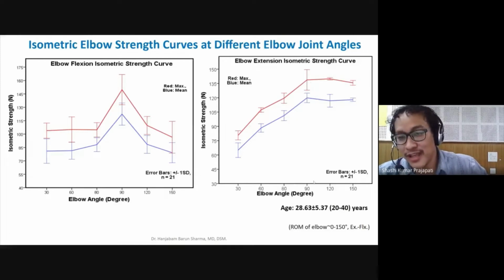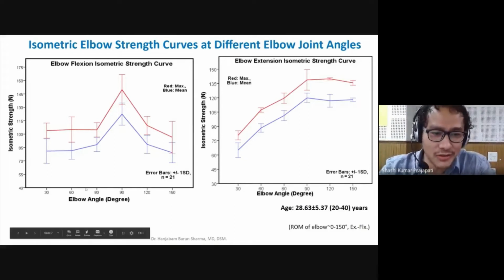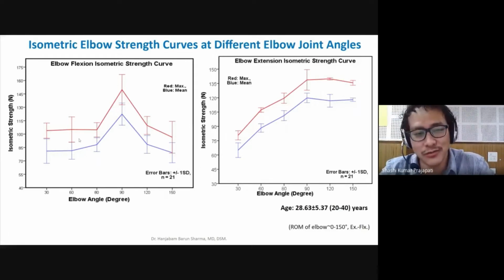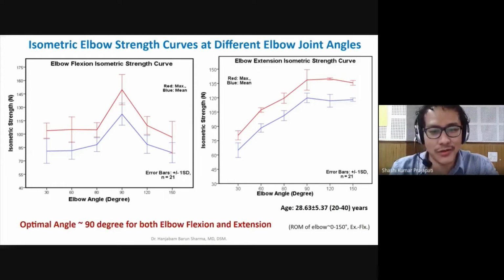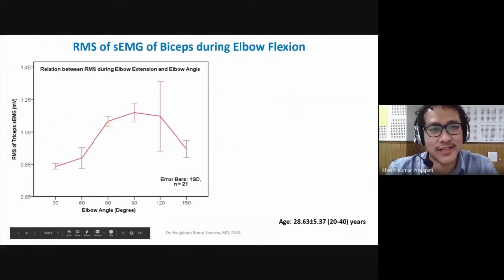The optimum angle is approximately around 90 degree, but the issue is we have to decrease the joint angle so that we may be able to smoothen the graph, and we will require more data collection for more subjects so that we may be able to see the entire picture. So the optimum angle is approximately 90 degree for elbow flexion and extension.